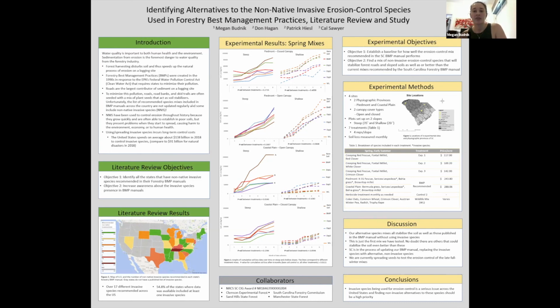But that's the general overview of what's going on. And if you are going to be staying in South Carolina, look out for new BMP manuals. I don't know how the COVID stuff is working out, but we should be having new seed mixes and updated BMP manuals in the next couple years. That's most of what we're working on.